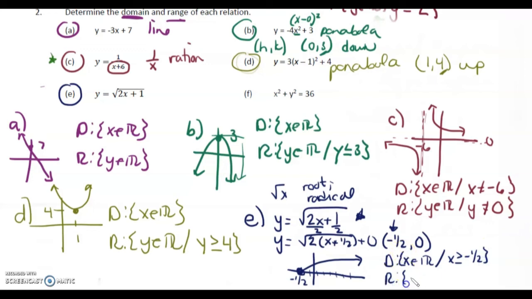Okay, now y is an element of the real number system such that y is greater than or equal to 0, because again, we start here, which is 0, and we go up. It doesn't look like it because it's going up very slowly, but this goes up forever.